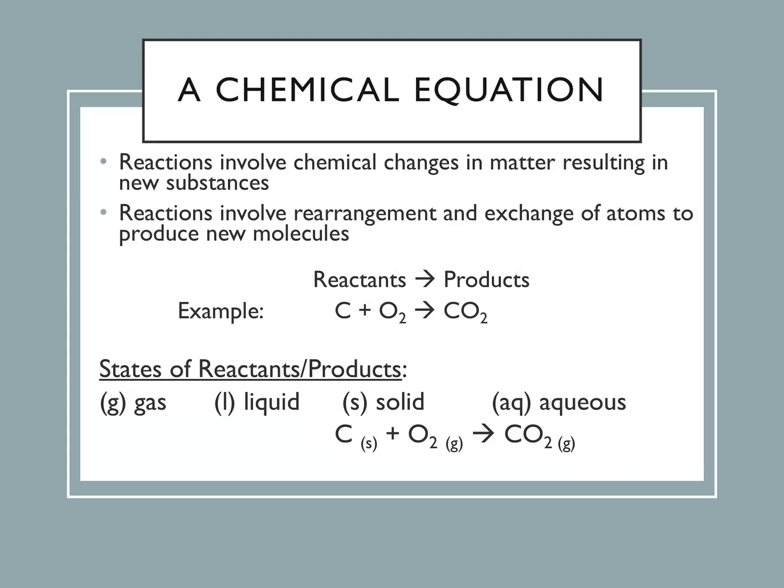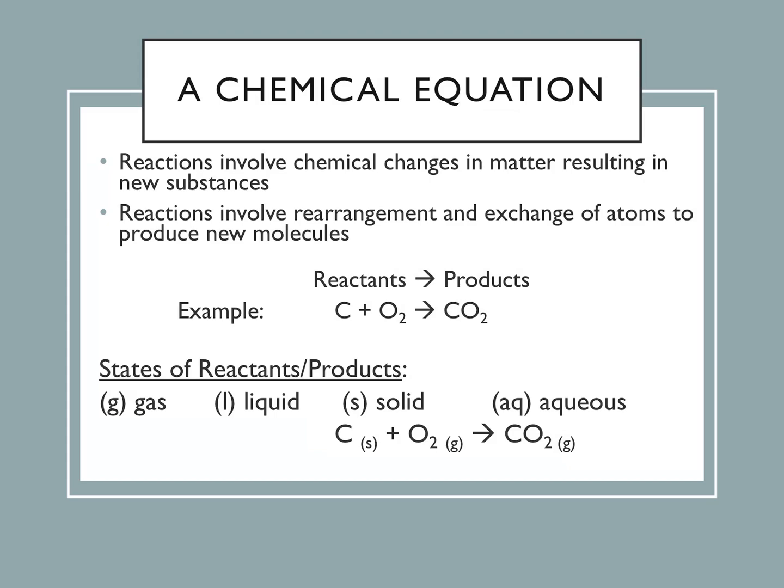So a chemical equation is a way of writing a reaction, and reactions involve chemical changes in matter resulting in new substances. So if you'll recall, the law of conservation of matter says that matter can't be created or destroyed. So these reactions just involve the rearrangement of the atoms. And so they might exchange them or combine them, right? But we'll be producing new molecules.